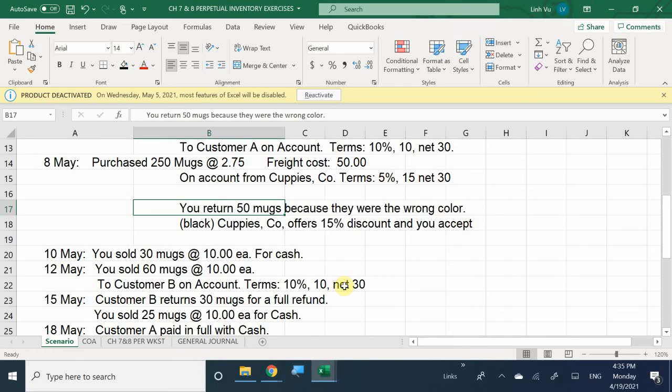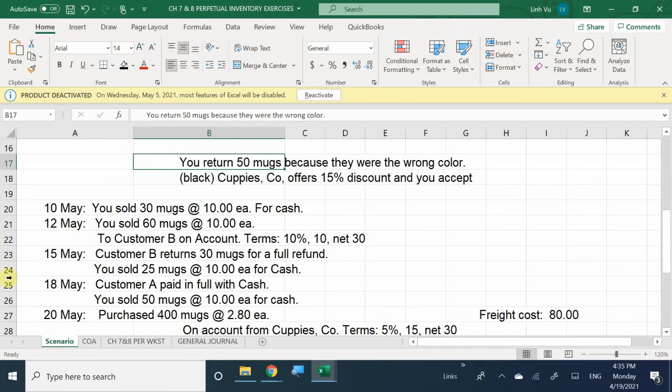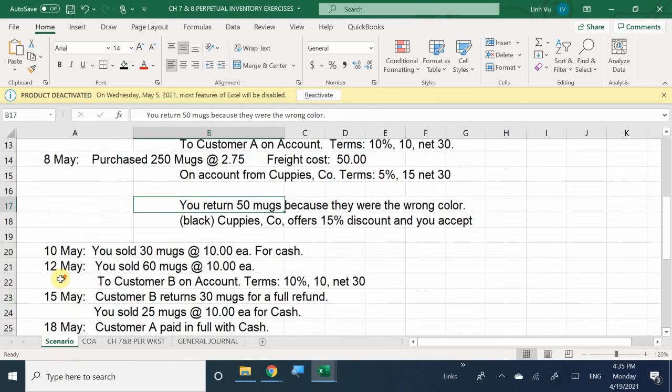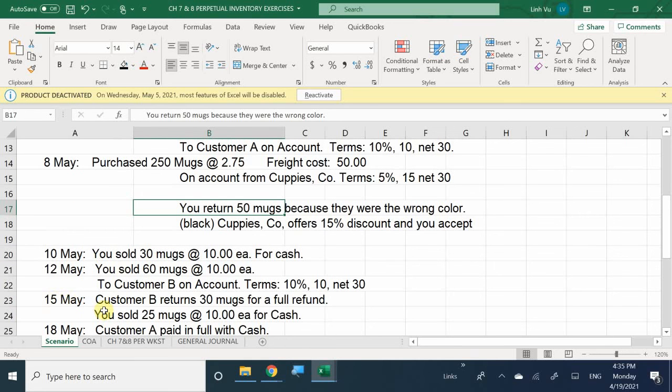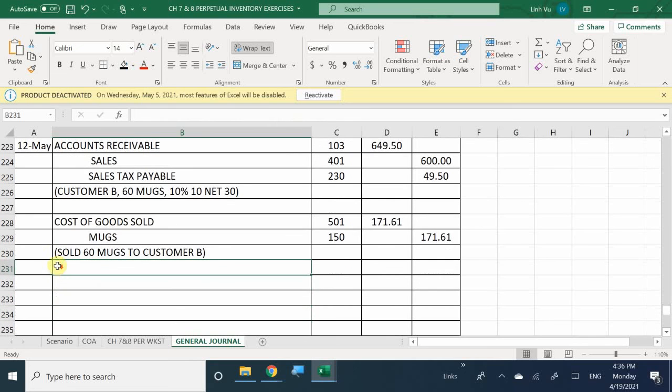All right. So then what happened on May 15? Return 30 mugs for a full refund. Okay. So I guess whatever customer B bought the cups for didn't need all of them, so he decided to just go ahead and return half of them back to us. So in this case, the customer is actually returning and wanting a full refund. So let's journalize what's going to happen here.